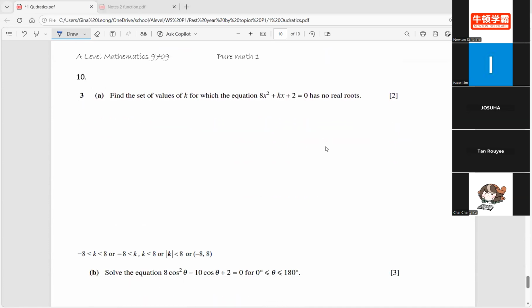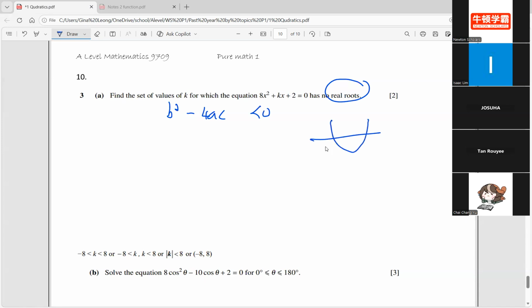Okay, this one, same thing, when it has no real roots. This is b squared minus 4ac less than 0. So you try to put in all the values, and then you need to draw this thing. Remember? Then after that, you need to get the range. Okay, you try to do it.